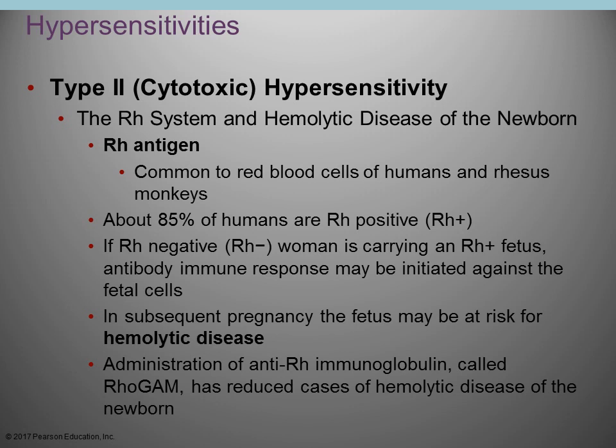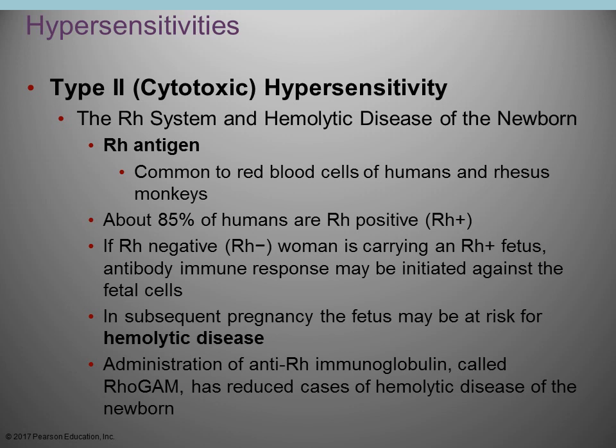85% of humans are what we call RH positive, meaning they do have this antigen. If you're RH negative, it means that you do not have the antigen. In most cases, this is not going to be a problem. Where the problem arises is if you have a woman who is RH negative and she is pregnant and the fetus is RH positive.